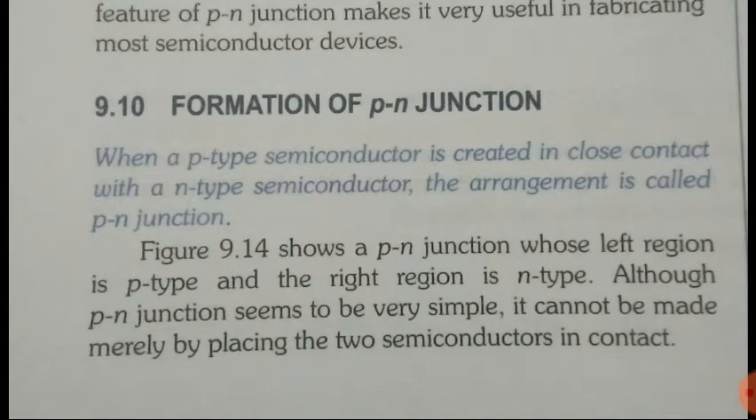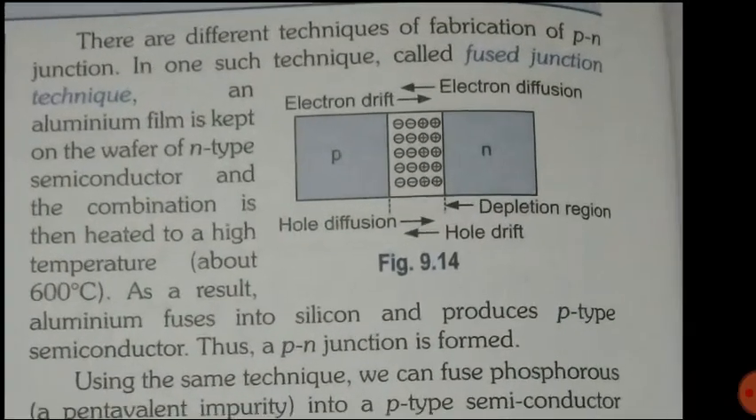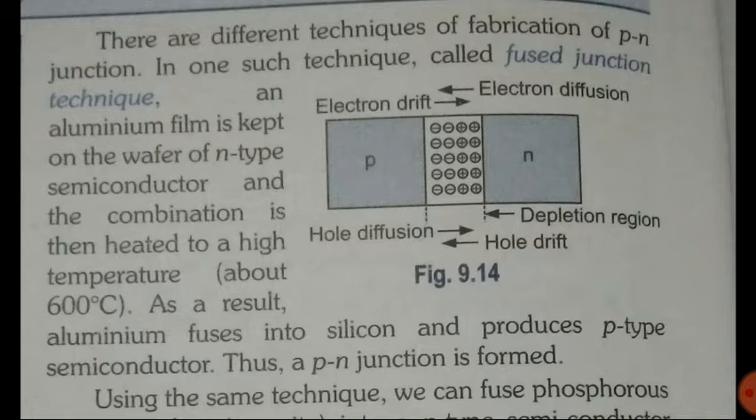Now how can we form a p-n junction? When a p-type semiconductor is created in close contact with an n-type semiconductor, the arrangement is called a p-n junction. Here you can see one semiconductor in figure 9.14. On the right hand side we have made it n-type, and on the left side it is made p-type. Between n and p you can see one region that is called the p-n junction.